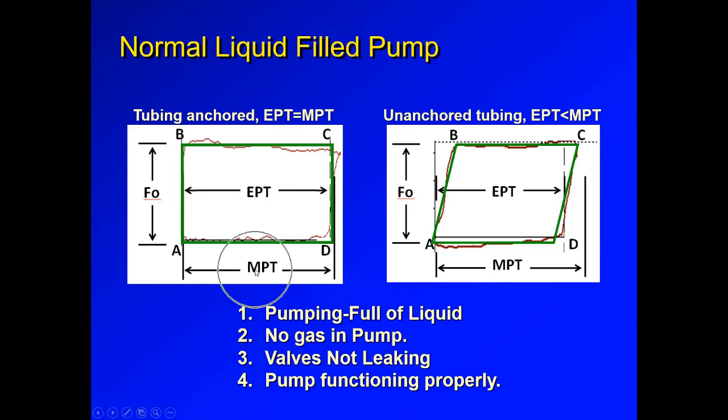And you can see here an MPT and an EPT. I'm going to explain what that is. So the MPT is the maximum plunger travel. That's the maximum number of inches, the total number of inches the plunger moves up and down. Remember, a dyno card is load in the vertical axis and inches or position in the horizontal axis. So the plunger moves up and down all the way, and that's what we call the maximum plunger travel.